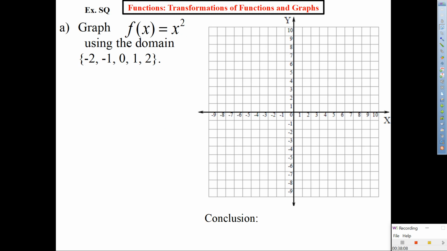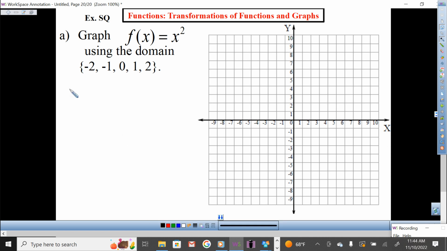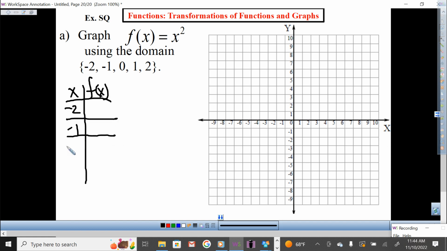Example super Q. It says graph f of x equals x squared using the domain -2, -1, 0, 1, and 2. You have a little coordinate plane, right? All right, let me get a table going. So we got our table, x, f of x, -2, -1, 0, 1, 2. And right now I'm giving you a soft introduction to quadratic functions. Now I'm going to take this function and substitute each of these. I'm going to write f of parentheses squared.